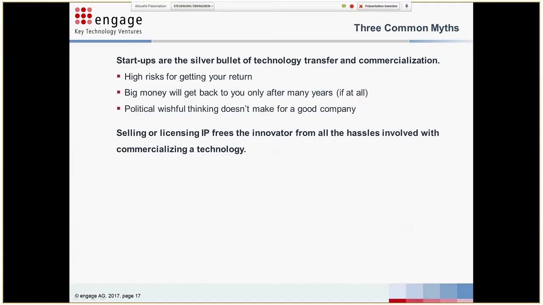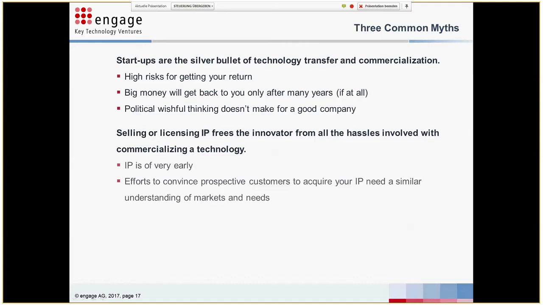The second thing is that protecting IP and then selling or licensing IP will leave you free from all the hassles. This is not true, because, as I mentioned, your IP is very early and you need to spend a lot of effort to convince prospective customers to actually buy your IP. If you want to be free of all hassles, you will probably not sell or license a single patent.